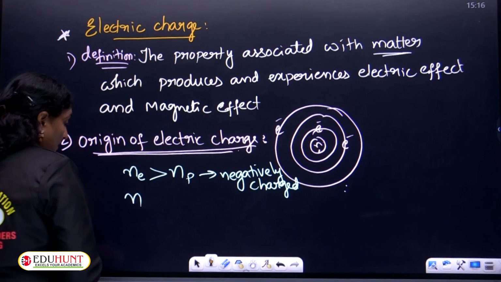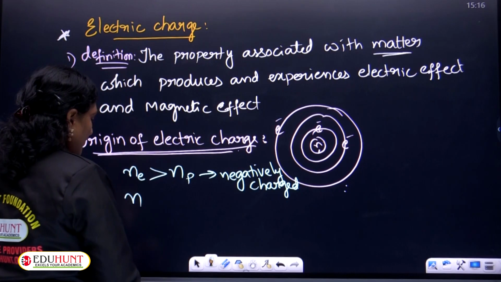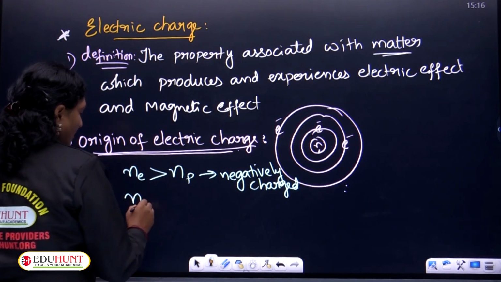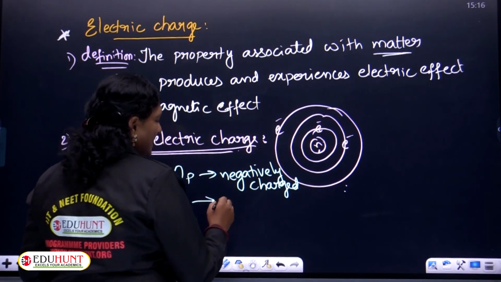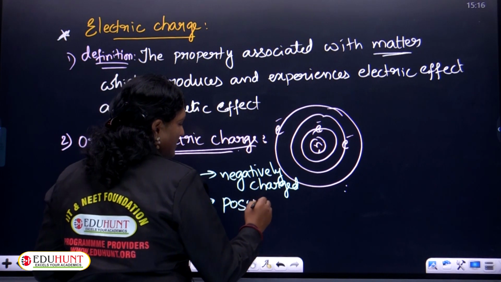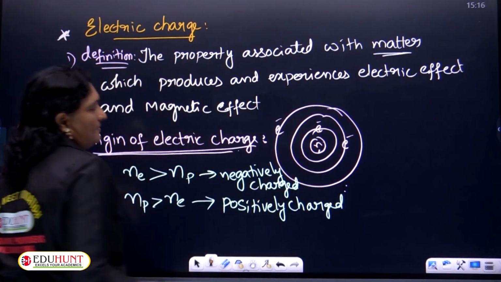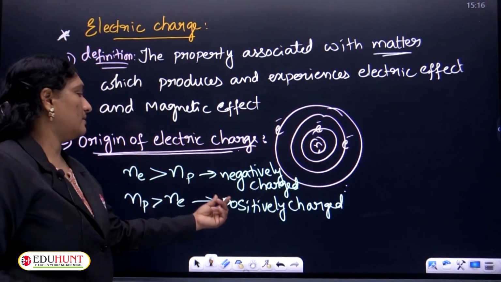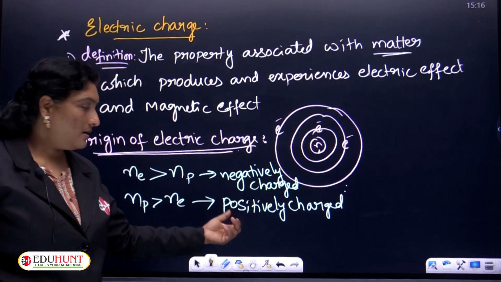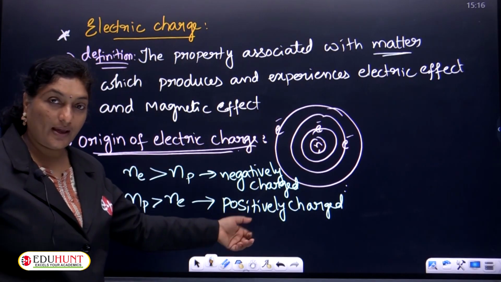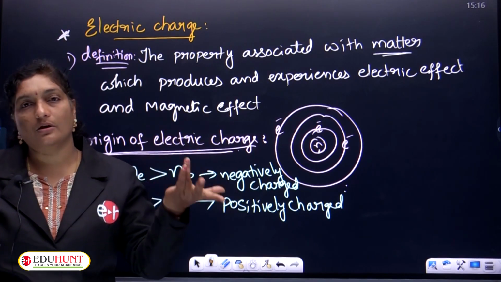Similarly, when in an object the number of protons is more when compared to the number of electrons, then we say that the object is positively charged. During this process, the object which loses its electrons will be positively charged. Okay, as the electrons have been removed, some amount of mass is also removed.